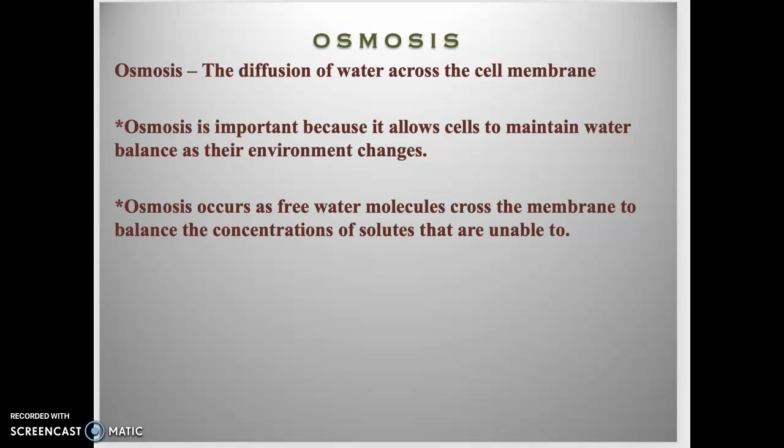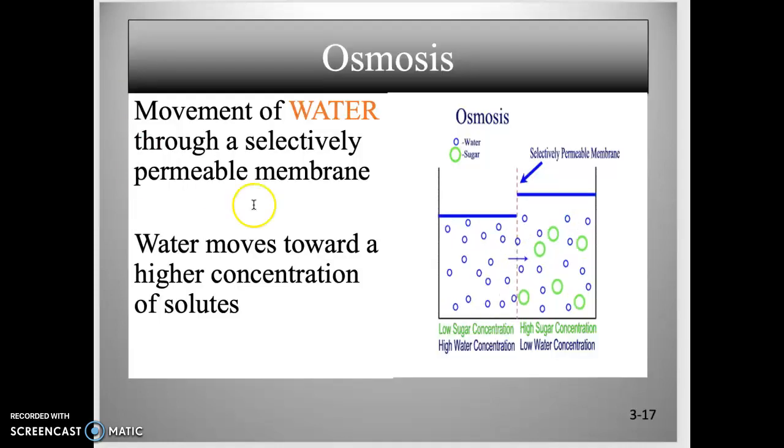Maintaining water balance in your cells is super important for living things to be alive and function properly. The diffusion of water is called osmosis. All osmosis is describing is how water gets into your cell and how water gets out of your cell, and under which conditions water would come into your cell and under which conditions water would move out of your cell.